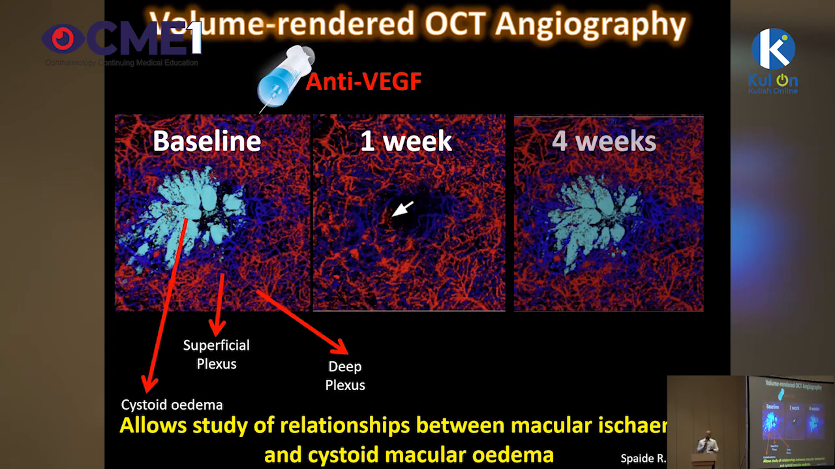And this is 4 weeks, so now there has been recurrence of the macular edema. And the interesting thing here is the macular edema has recurred in exactly the same spot as at baseline. So we basically concluded from all those studies that macular edema tends to form in areas of the fovea where the capillaries are non-perfused, and that's shown very nicely in this image.